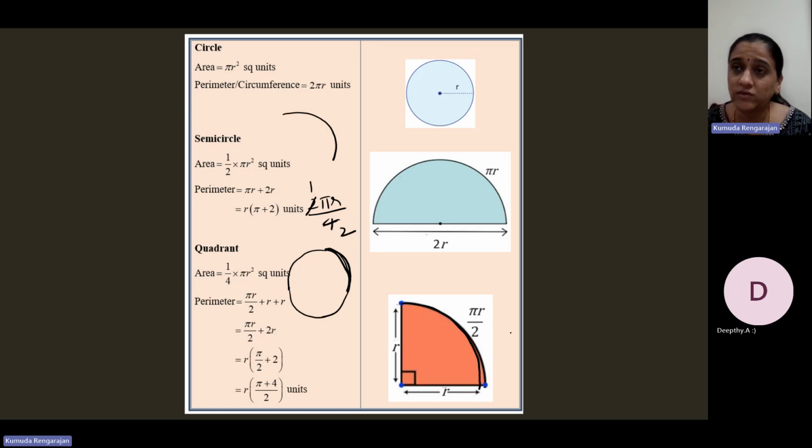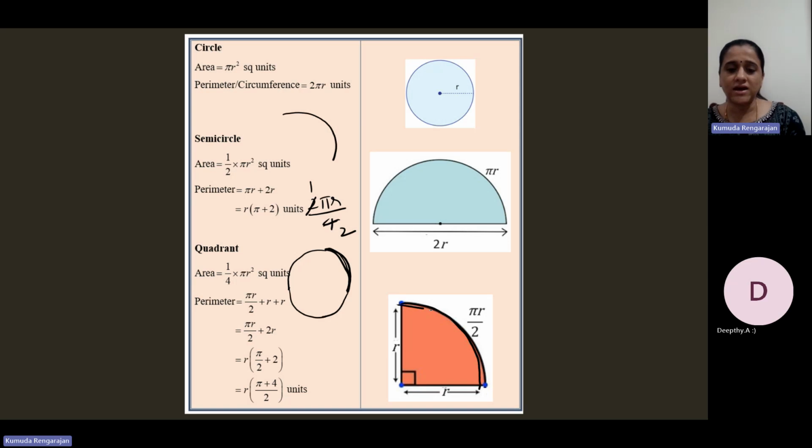But perimeter is the length of the boundary. When it's perimeter, it should be a closed figure. You cannot find perimeter for an open figure. The figure should have a boundary. It should be a closed figure. Only then the term perimeter is applicable.